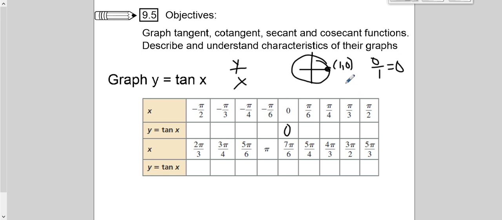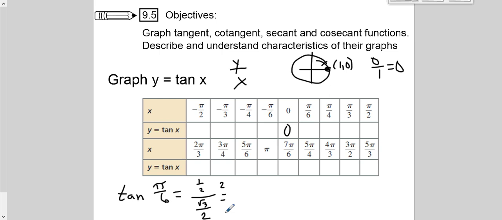For pi over 6, the next spot on the unit circle, we have rad 3 over 2 and 1/2 as coordinates of the points. So it is y over x. Tangent of pi over 6 equals 1/2 divided by rad 3 over 2. If you have your unit circle worksheet handy that we did previously, you have most of these answers already on there. You could use that.